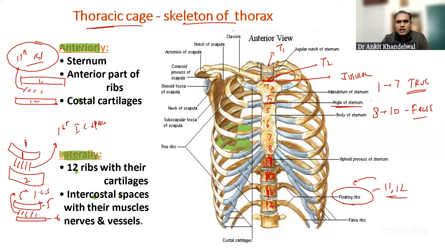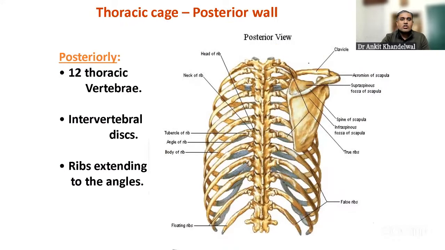And in this image, you can see which structure this is that is attached to the manubrium sterni: the clavicle. Do remember this. Apart from all this discussion of the thoracic cage, we should also know the clavicle. Now the thoracic cage posterior wall.